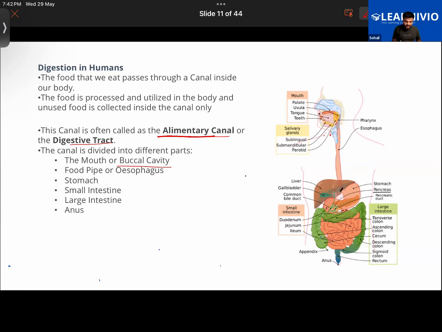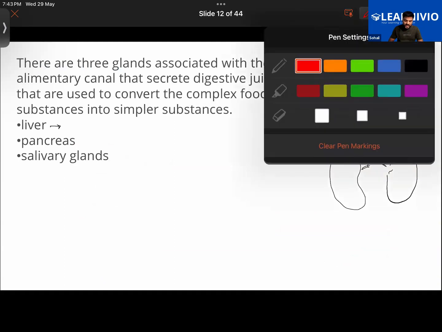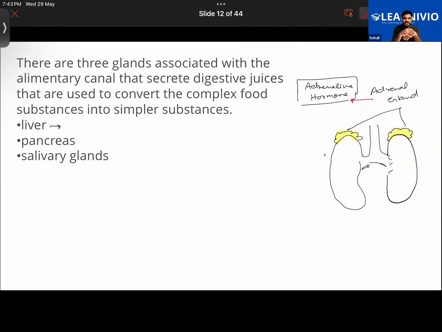Then you have the food pipe, also called the esophagus, the stomach, the small intestine, the large intestine, and then the anus. So these are the parts of the digestive tract inside the human body. Now, apart from these different parts, there are some special tissues in your body called glands. They are also associated with the alimentary canal. Three glands in particular secrete digestive juices that are used to convert complex food substances into simpler substances.